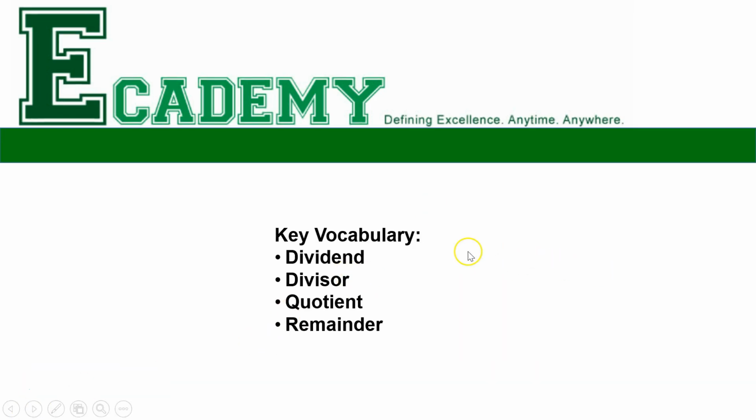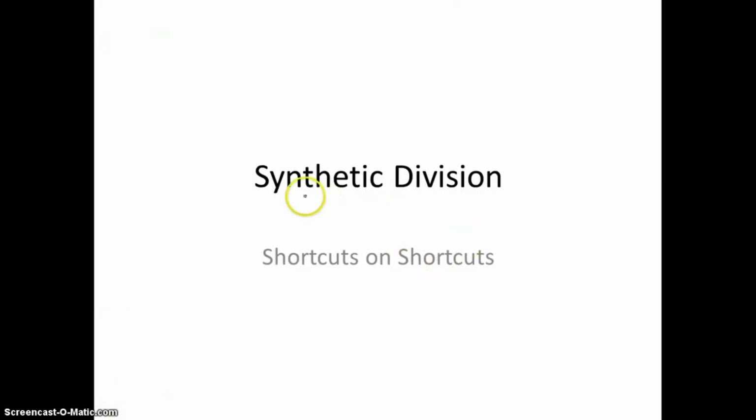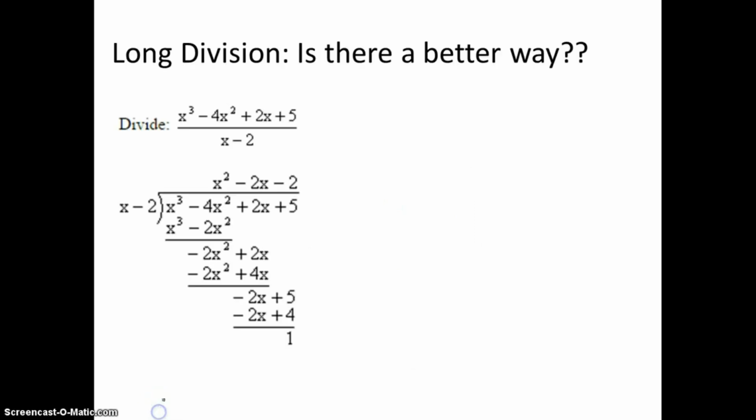Key vocabulary today: dividend, divisor, quotient, remainder, things that we have seen before, and of course synthetic division. So synthetic division is just a way to take a shortcut for long division. By now, hopefully you're comfortable with long division. We have a completely worked out long division problem here. We're doing x cubed minus 4x squared plus 2x plus 5 divided by x minus 2.